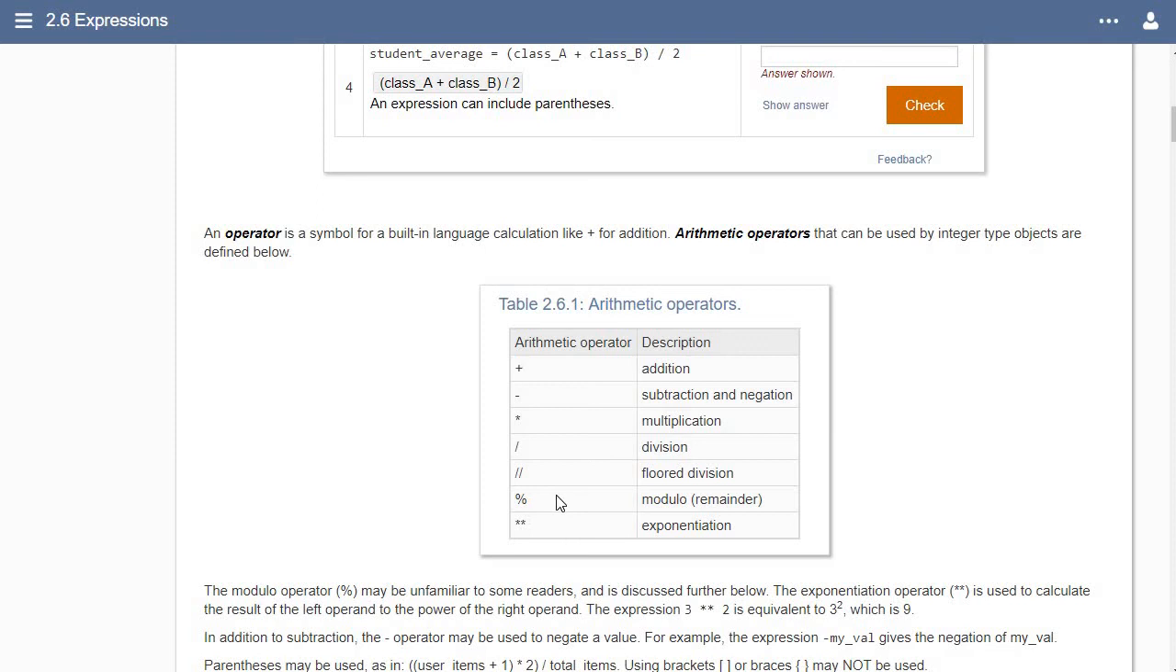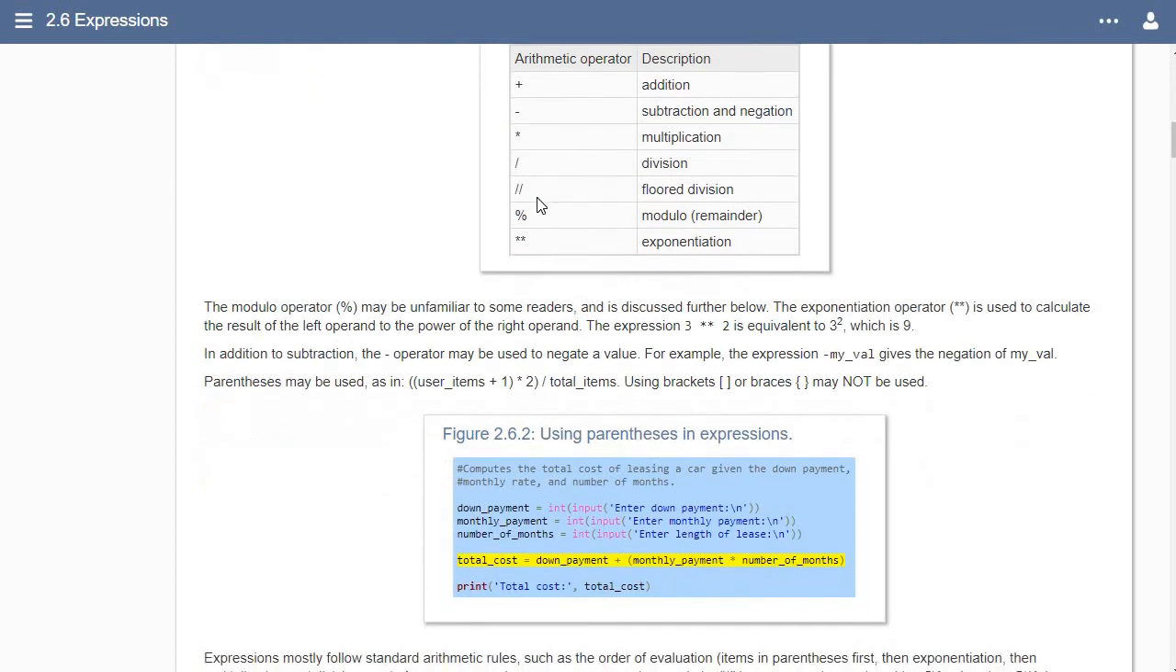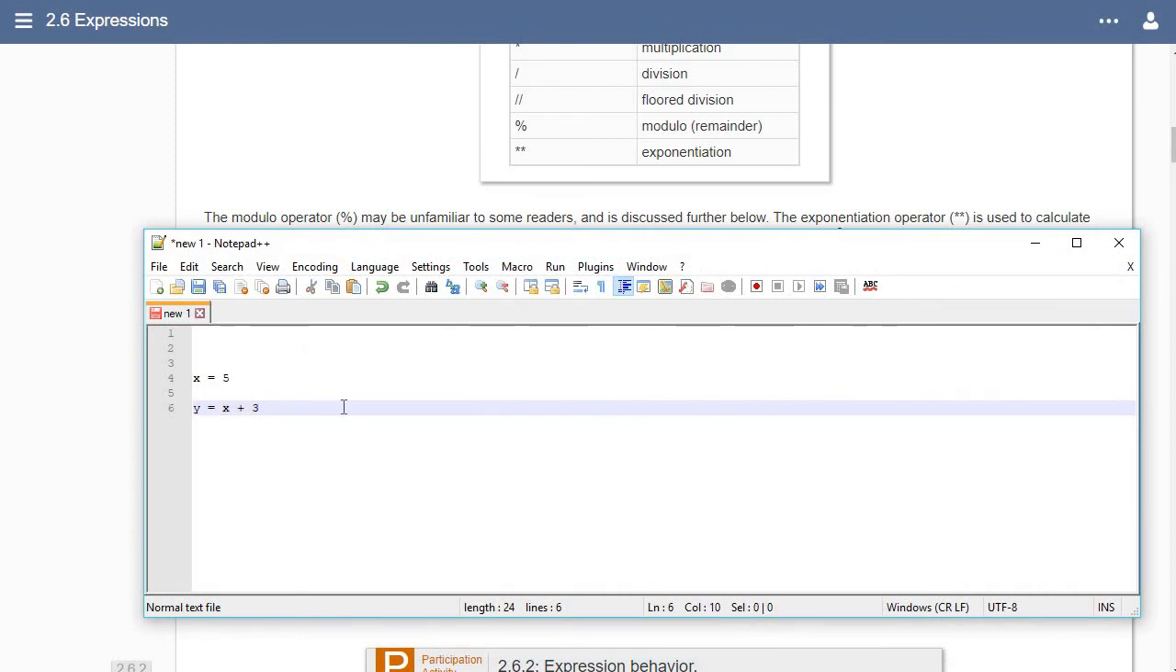So let's talk about some of these real quick, because a couple of them might be new to you. There's the plus and the minus, which I'm sure we've all done addition and subtraction. There's multiplication, and there's division, which we've all done as well. This one is called floored division. Let me show you how floored division works. First, let me show you how division works.